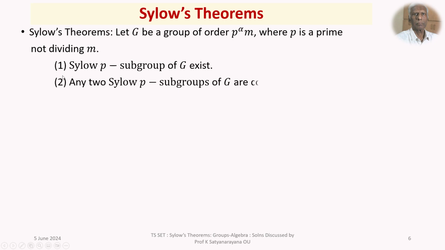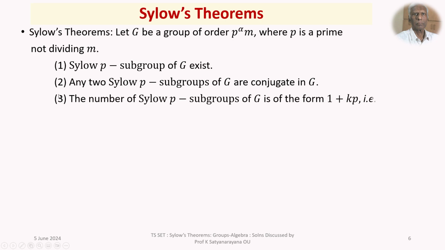The second Sylow's theorem says the conjugacy of any two Sylow p subgroups of G. So it says any two Sylow p subgroups of G are conjugate in G. The third Sylow's theorem counts the number of Sylow p subgroups of G. So first theorem says the existence, the second theorem says conjugacy, and the third theorem counts the number of Sylow p subgroups of G, that is np, and it is of the form 1 plus kp. That means np is congruent to 1 mod p.